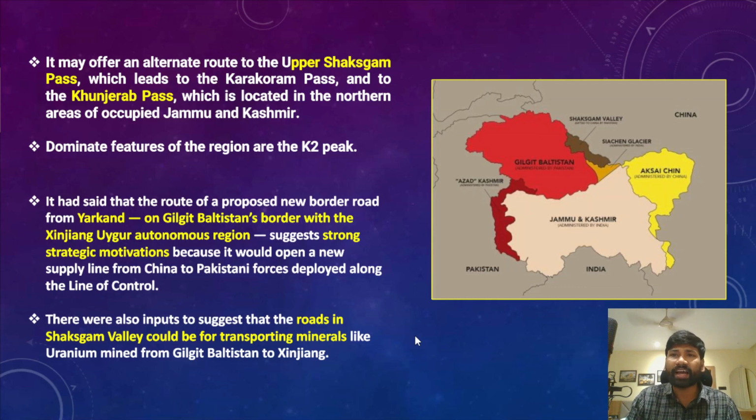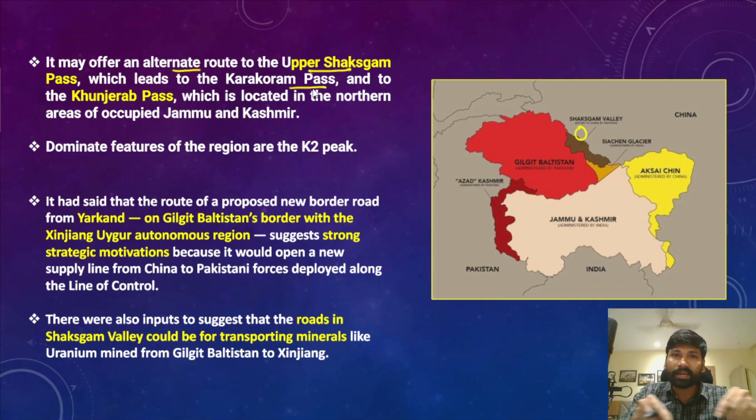And why has China been laying down a road in this Shaksgam Valley? Because it may offer an alternative route to the Upper Shaksgam Pass. There was an Upper Shaksgam Pass, and laying down a road would offer an alternative route to it, which leads to the Karakoram Pass.